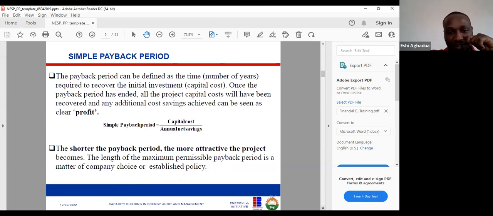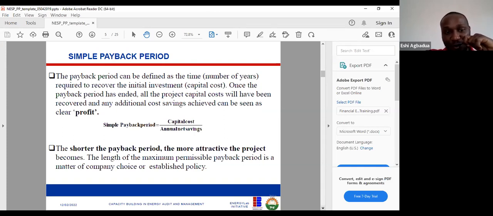We have talked about payback, so I wouldn't emphasize too much, but what I'll talk about more is that, of course, the shorter the payback period, the more attractive the projects. A payback period that is 2 years is better than a period that is 10 years. Like Engineer Uche said, he was advising that anything that exceeds 5 years should not be advisable. But every organization has their own maximum payback period that is acceptable to them based on their company policy or based on their own criteria.